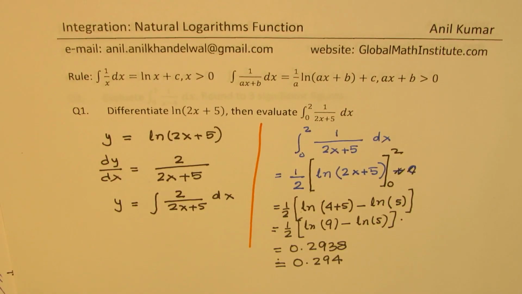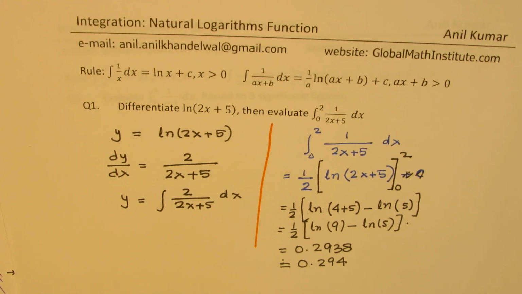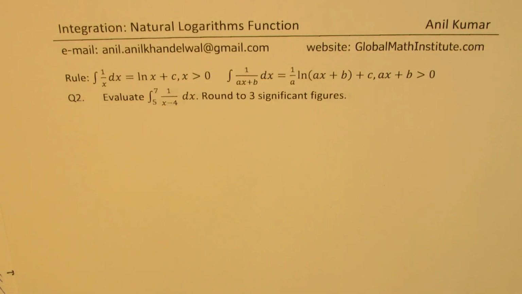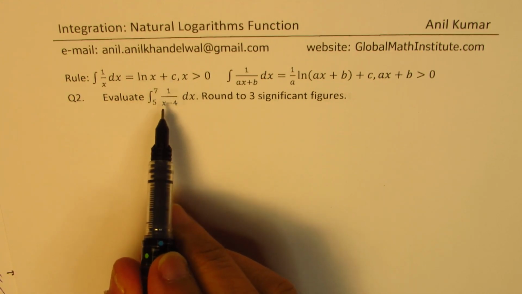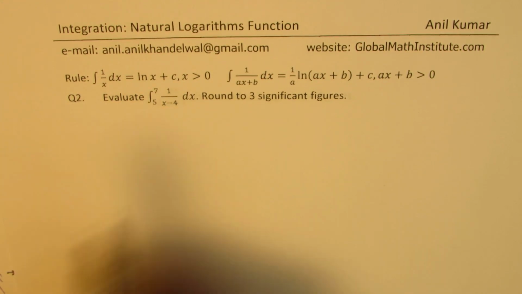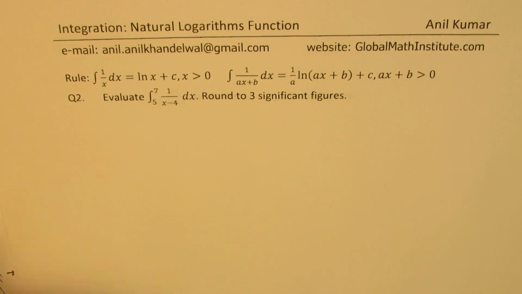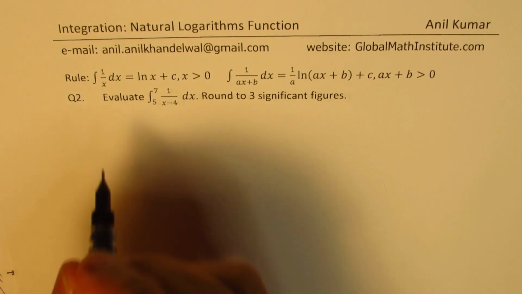So that is how we are going to do this. Now let's take the next question. In this case, we have to evaluate the definite integral from 5 to 7 of 1 over x minus 4 dx and round to 3 significant figures. You can actually pause the video, answer this question, and then look into my solution.